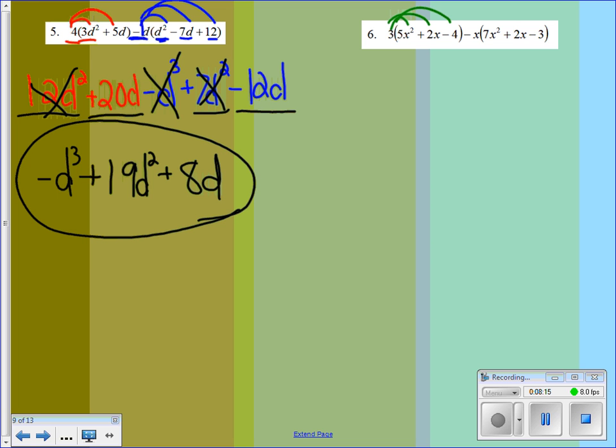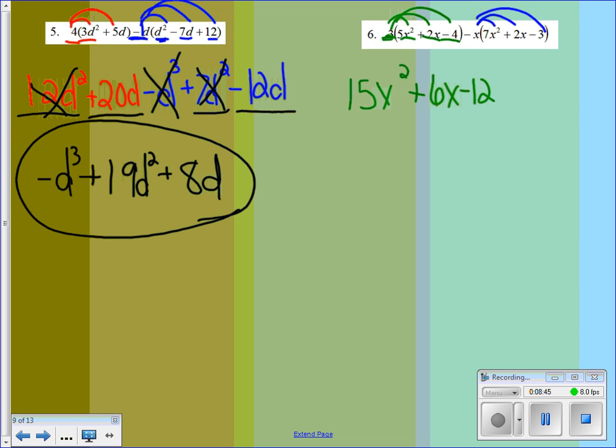I'm also going to be distributing in this x, or opposite of x. So let's start off by distributing that 3. I'm going to take 3 times 5x squared. I do that by taking 3 times 5, which is 15, and then I still need to have my x squared. Next, I'm going to take 3 times 2x, so 3 times 2 is 6, and that's going to give me 6x. Lastly, I'm taking 3 times negative 4, which is going to give me negative 12.